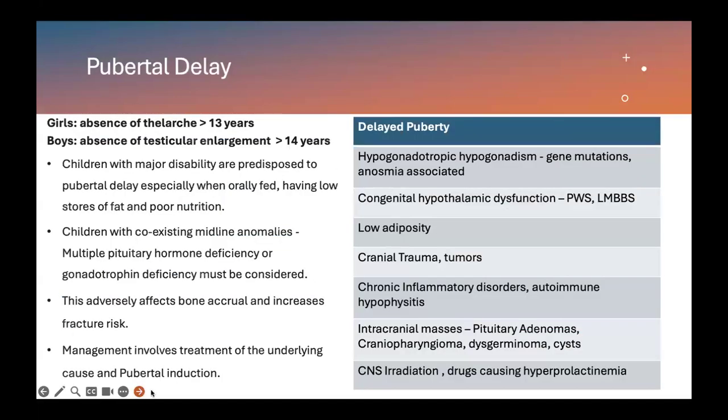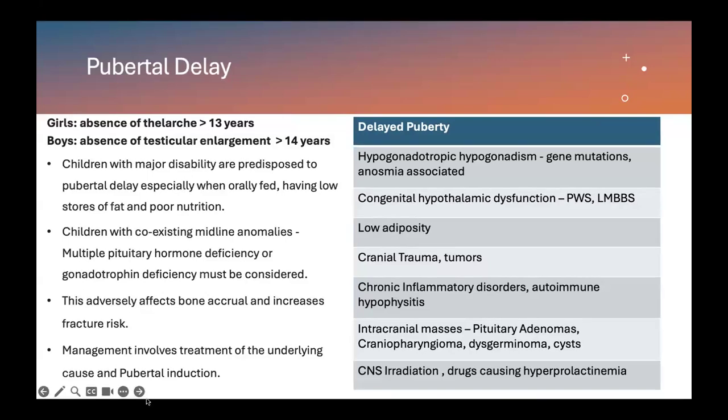Similarly, there can be pubertal delay because of various central nervous system problems. We know that there are genetic mutations for hypogonadotrophic hypogonadism, and they can be associated with anosmia. Syndromes such as Prader-Willi, Laurence-Moon, and Bardet-Biedl are also known to cause delayed puberty. Low adiposity, especially in debilitated children who are not fed through a nasogastric or nasojejunal tube, can cause delayed puberty because of low fat deposits in the body.